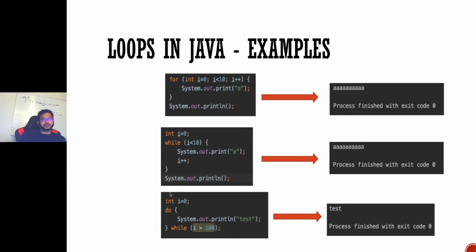Finally, we have a do while loop, where we initialize i to be 0, and then we run one time, and then we check: is 0 greater than 100? No, so we exit out immediately. If it was 101 greater than 100, then we'd loop through again. But since the condition was initially false, you can see that even though it's initially false, we've run the code at least one time.